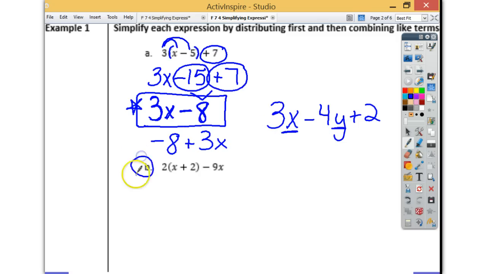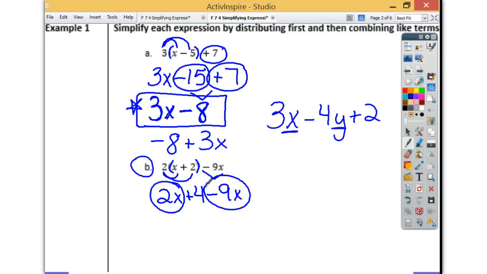All right, B. I see I have parentheses I have to get rid of before I can simplify. 2 times x is 2x. 2 times 2 is 4. And we have to bring down my minus 9x. And now I'm going to simplify my like terms of 2x and a negative 9x, which gives me a negative 7x. And then bring down plus 4.